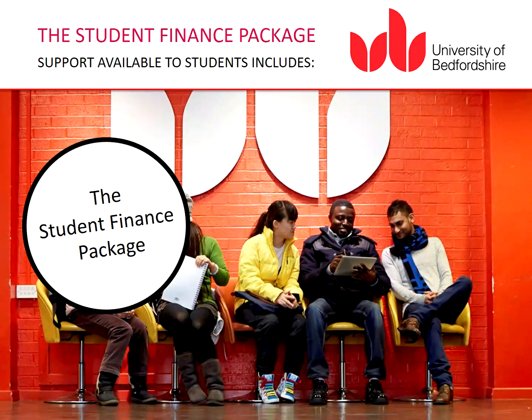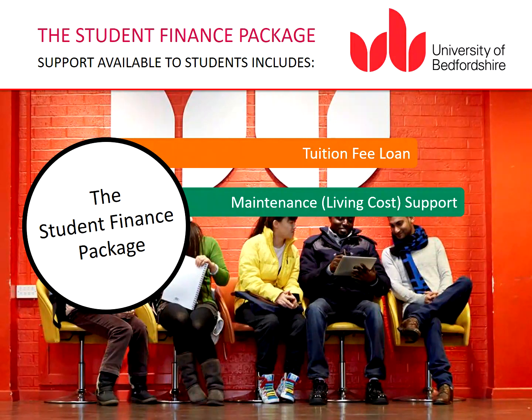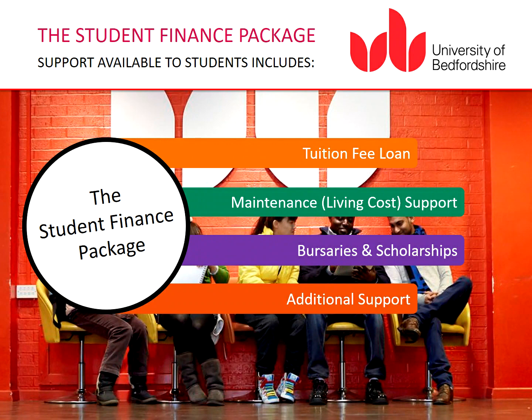So student finance is made up of four elements: a tuition fee loan, maintenance support in the form of a maintenance loan, bursaries and scholarships, and additional or extra support. The first, second and fourth elements you apply to Student Finance England for. Bursaries and scholarships will be funding provided by your chosen university or college. I'm going to go through each one of these in turn.